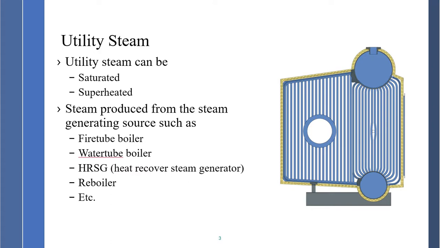Steam is produced from steam generating sources such as fire tube boilers, water tube boilers, HRSGs, heat recovery steam generators, reboilers, etc. So there's a multitude of ways that we can generate utility steam. But at the end of the day, it's utility steam, which can be in saturated or superheated conditions.